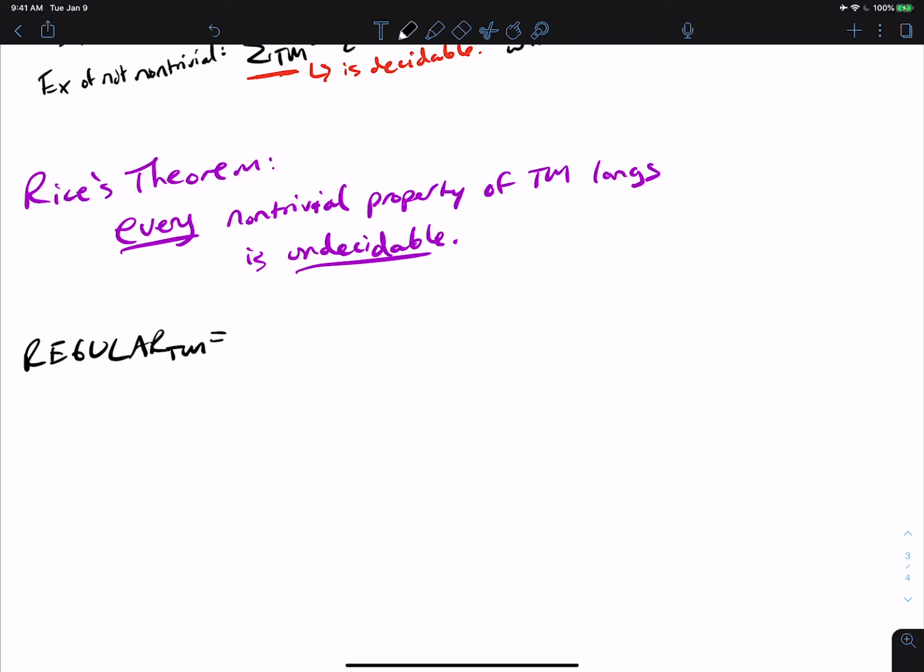So I'm going to call it regular TM. It's the set of all Turing machine descriptions, where M is a Turing machine and the language of M is regular. So there is a DFA for it.